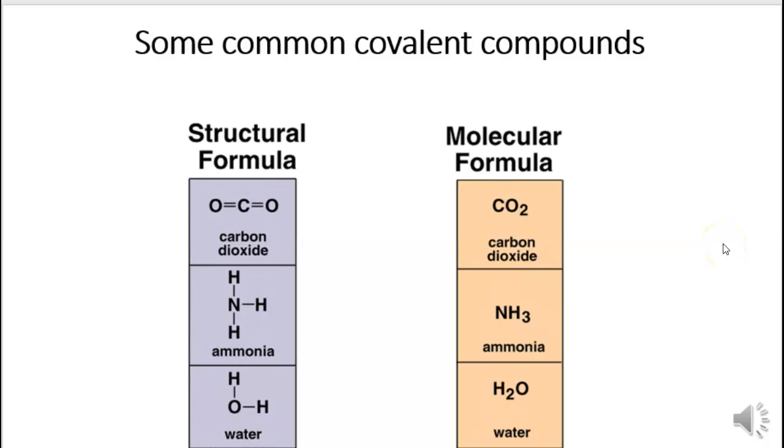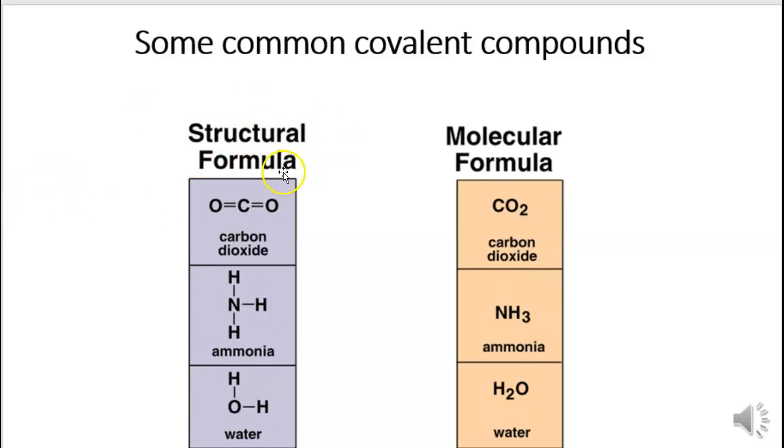Usually when we write covalent compounds, we use a molecular formula, as you see on the right here. Carbon dioxide, for example, we usually write CO2. Ammonia, we usually write NH3. Water is common, H2O. But that doesn't tell us anything about what atoms are bonded to which atoms. So sometimes we'll use a structural formula.